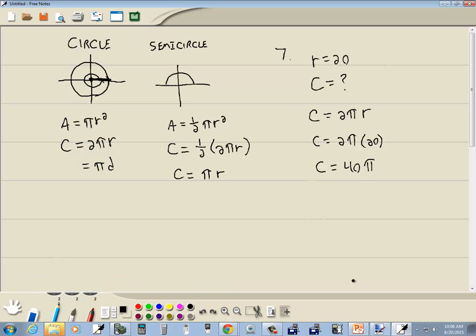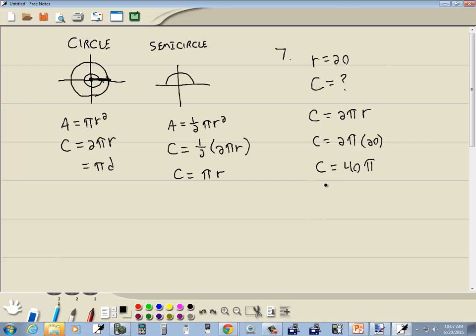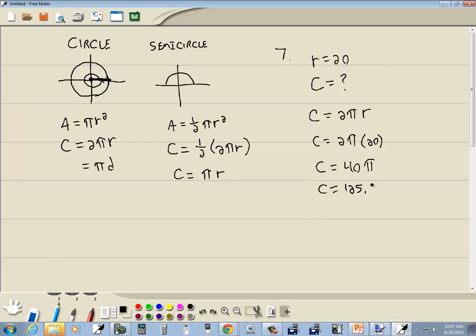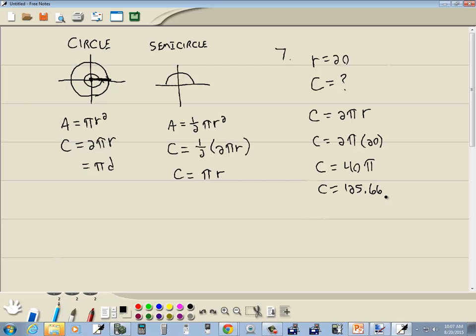So I'll go put this in my calculator. I got 40, and I want to access pi. Pi is above your caret, so we're going to do second and then the caret, and then you can press enter. So the circumference is going to equal 125.66. Was it 2 decimal places? Yeah, 2 decimal places. So that would be our answer.